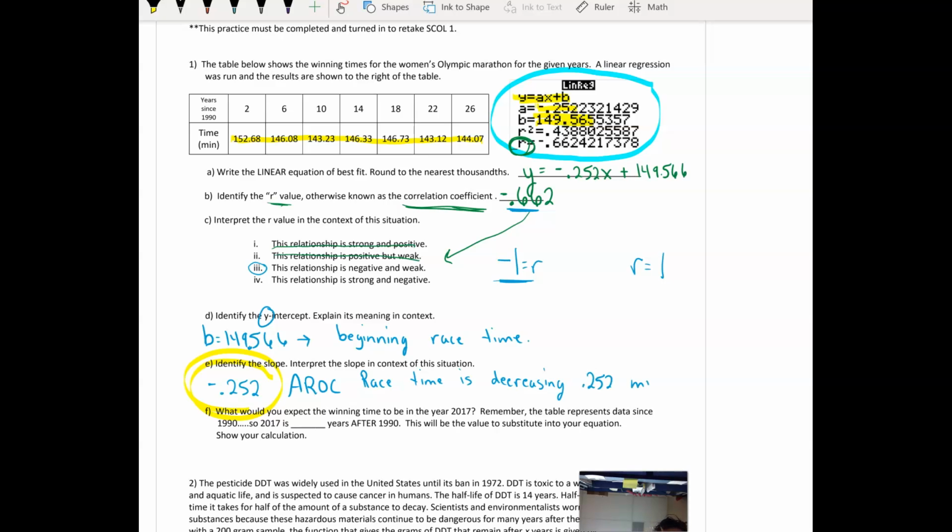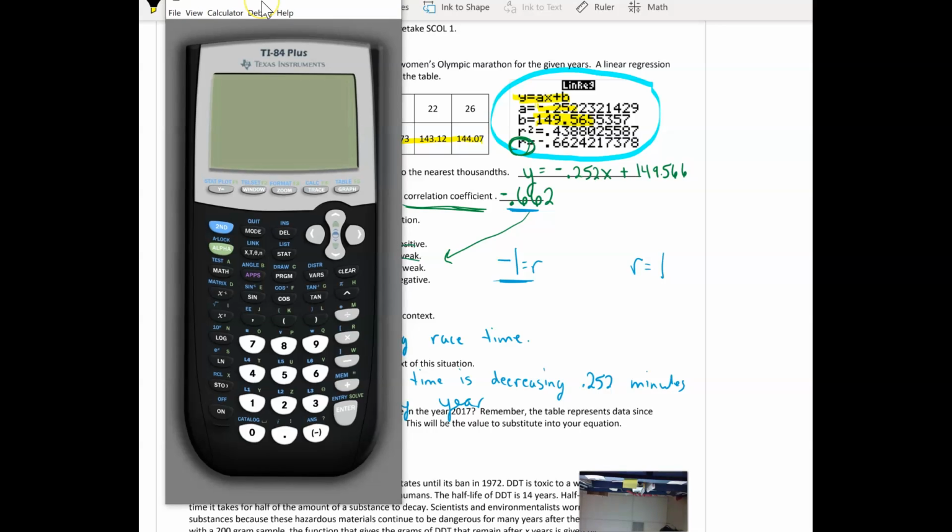0.252 minutes every year. Now, this seems awkward to us. What's 0.252 minutes? So if you really wanted to do that, let me just bring my calculator into the screen. You could find that out. You could take 0.252.